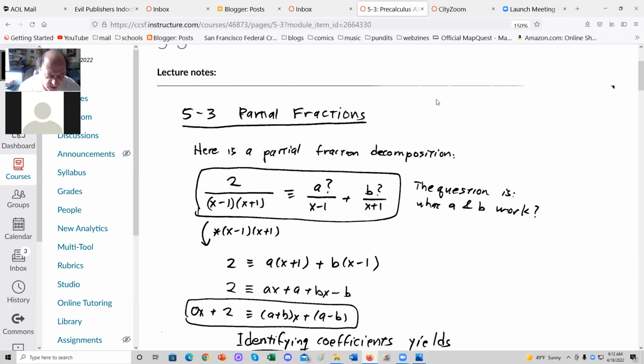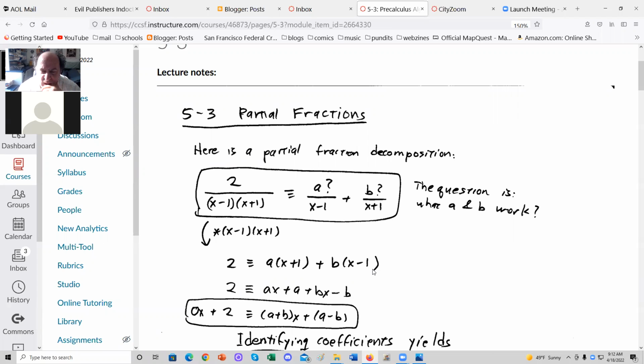All right, the trick is we rescale both sides of the equation, multiply both sides by (x minus 1)(x plus 1). So on the left, the denominator is canceled, and we're left with 2. This will be identical to A times (x plus 1) because the x minus 1 canceled, plus B times (x minus 1) because the x plus 1 canceled.